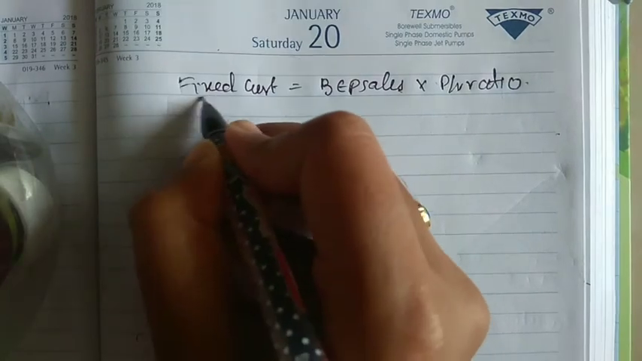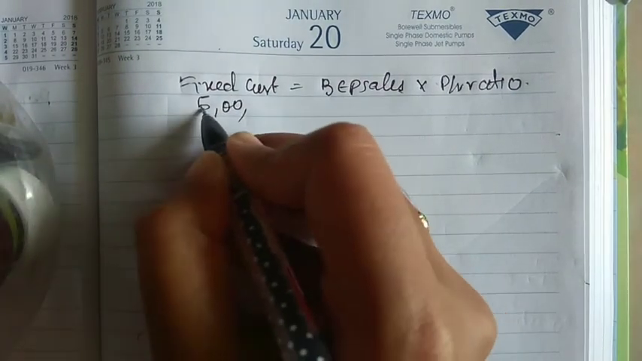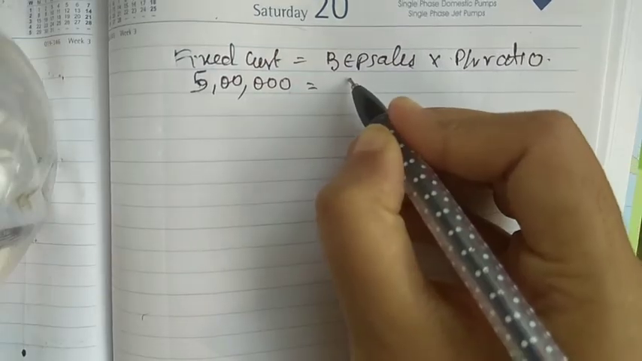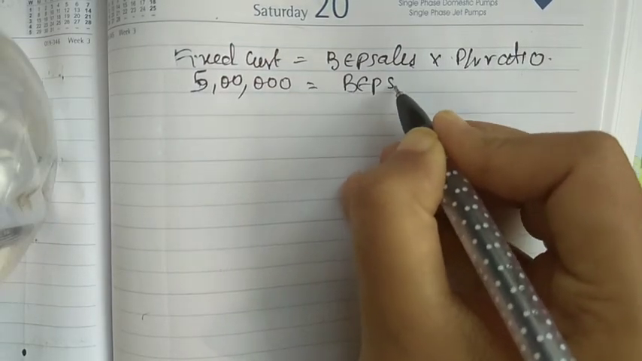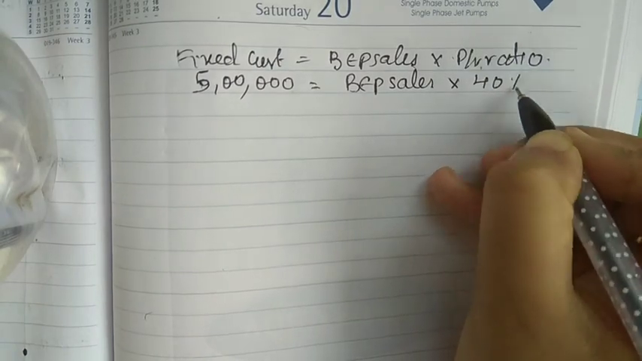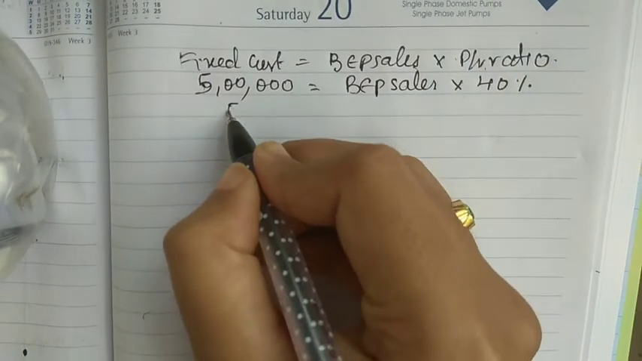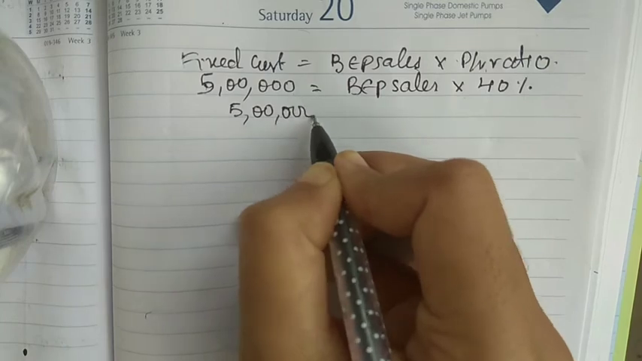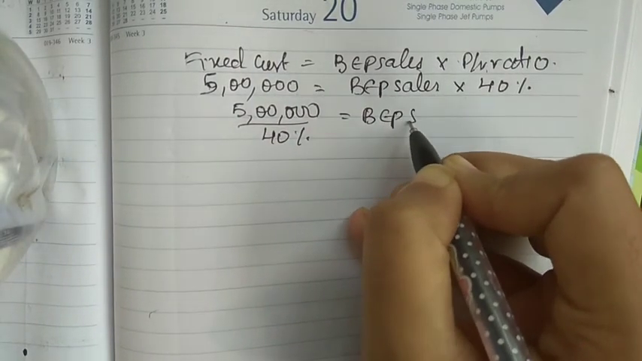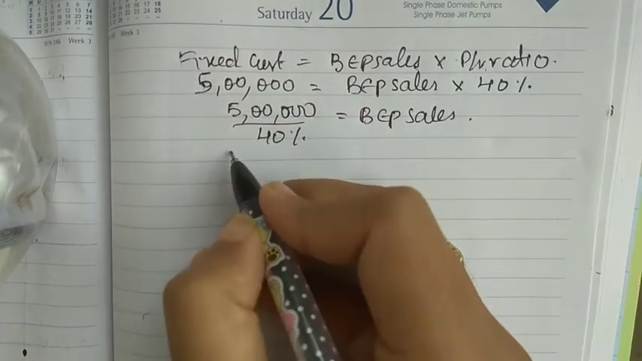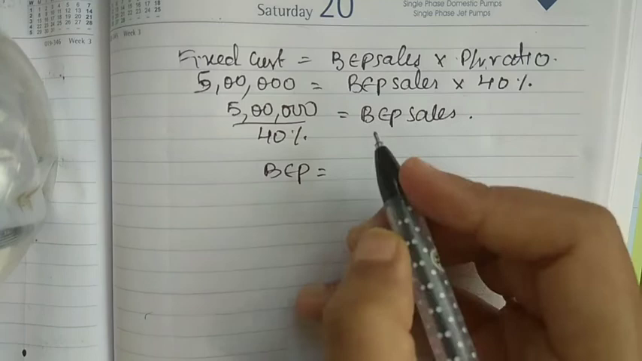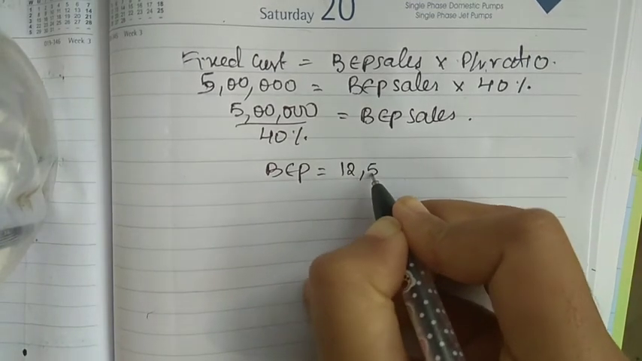So fixed cost is 5 lakhs. We don't know BEP sales, so we are just writing the same. PV ratio is given as 40%. So 5 lakh divided by 40% is equal to BEP sales. So BEP sales is equal to 12,50,000. Okay.